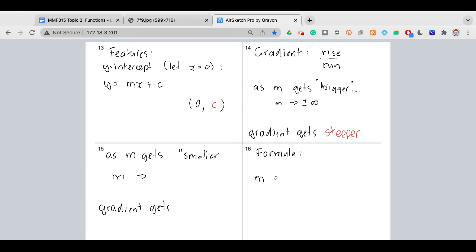As m gets smaller, what do you reckon that I'm going to put there? M approaches what? Yep. As m approaches 0, the gradient gets flatter. When m is 0, it's flat as. So it's horizontal, it's parallel to the x-axis would be the way of saying that. Does that make sense? So y equals 7 is an example of a graph where the gradient is 0.